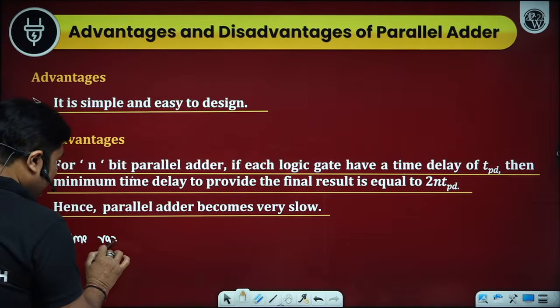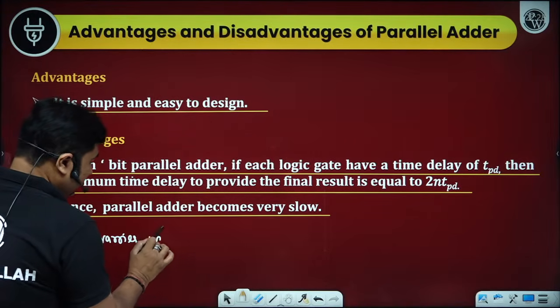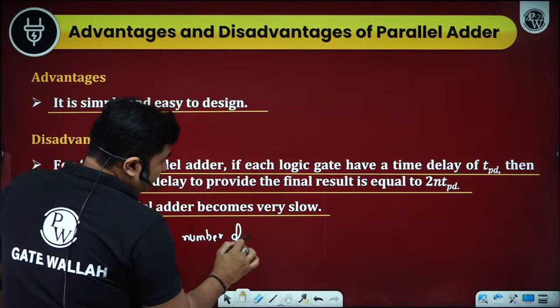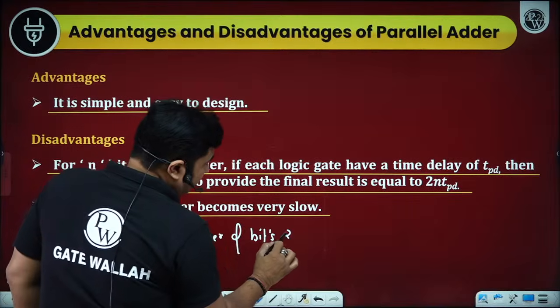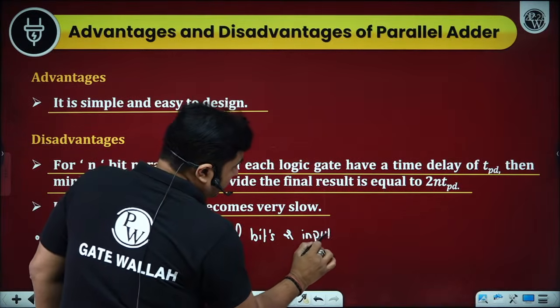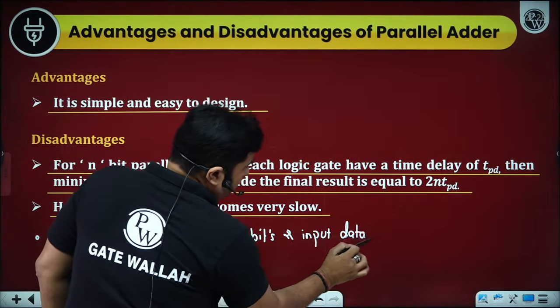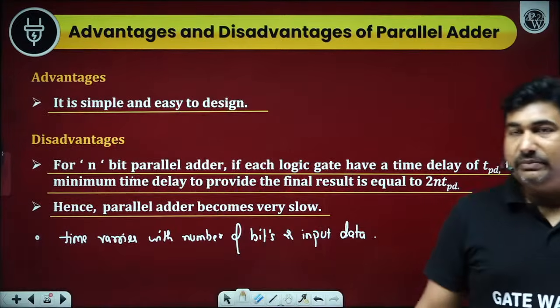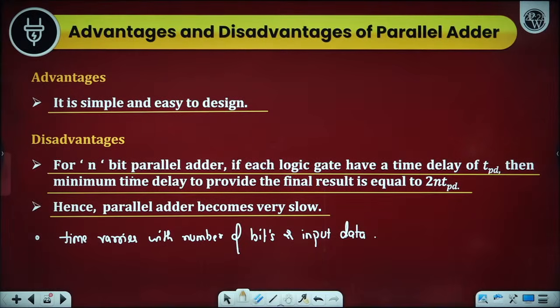Time varies with number of bits and input data. So time varies with number of bits and input data. Is it okay? Please let me know by writing in the comment section.